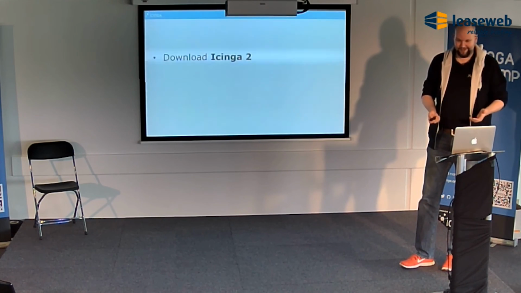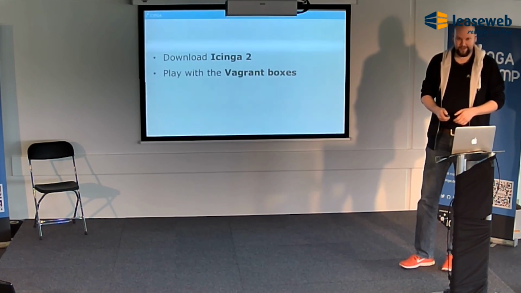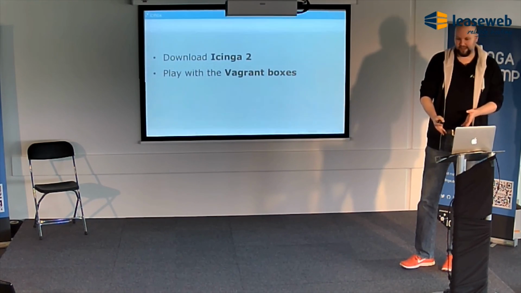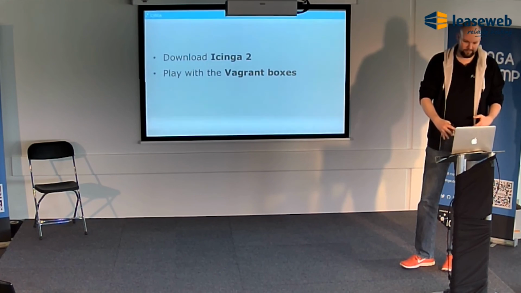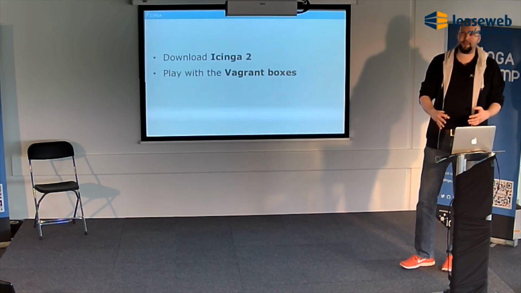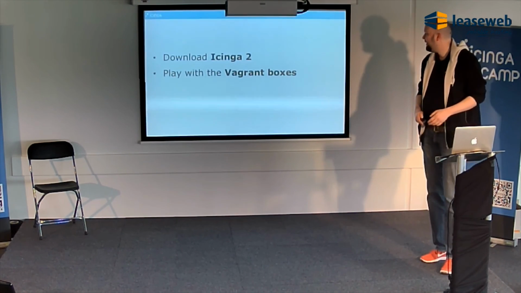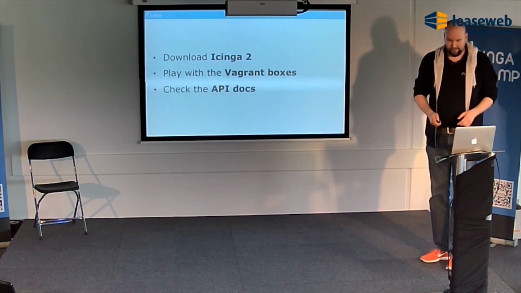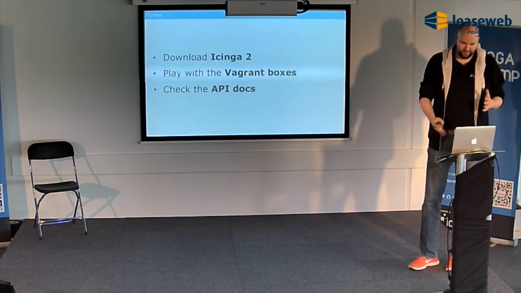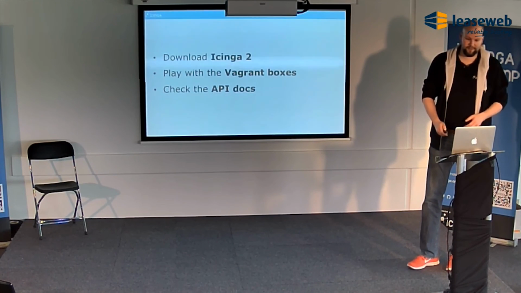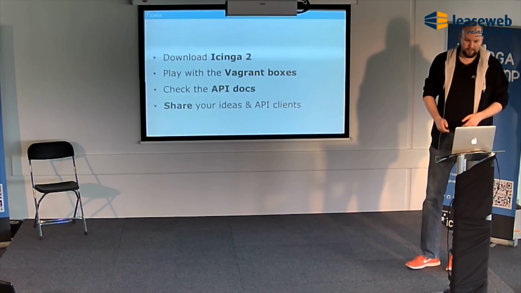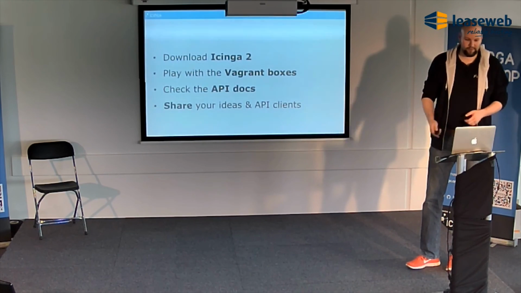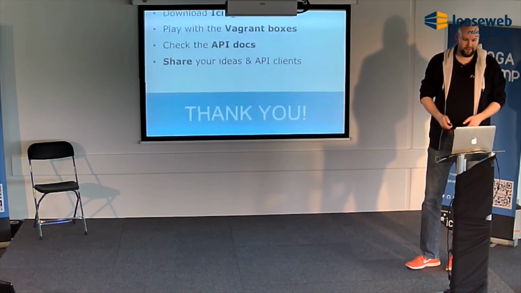Just download Icinga 2, play with the Vagrant boxes. So everything which I showed today is actually in the Vagrant boxes. You need the last Git commit from yesterday, I think. Read the documentation for the API. It's huge, as said, but it's really important to fully understand what's going on. And share your ideas, API clients, patches, proposals, everything else. Thanks a lot.